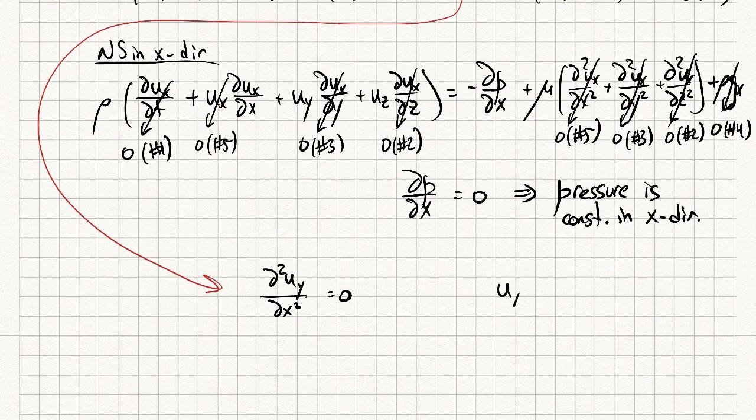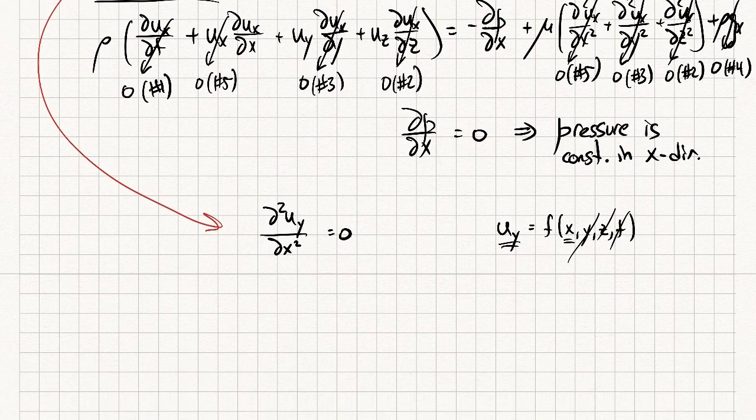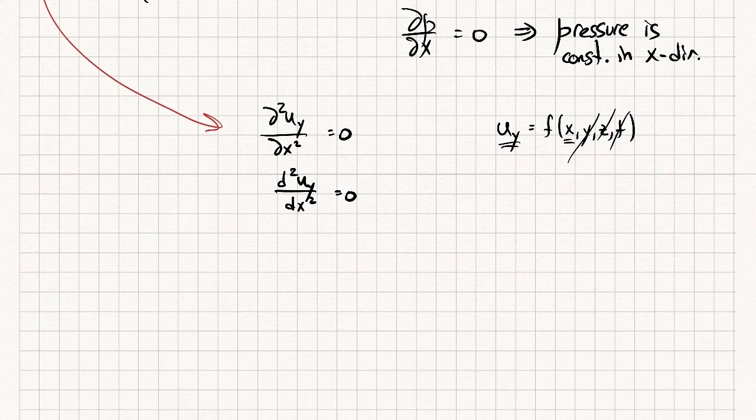And the y velocity in general could be a function of x, y, z, and t, but we know it's not a function of t because it's steady. We know it's not a function of z because it's planar. We know it's not a function of y because it's fully developed in the y direction. So at best, the y velocity is a function only of x. So this partial derivative, which implies that it's a function of more than one variable, is really just an ordinary derivative because it's a function only of x. So we can solve that differential equation. It's pretty straightforward. Let me just integrate once.